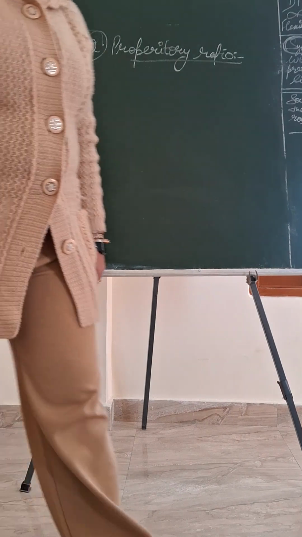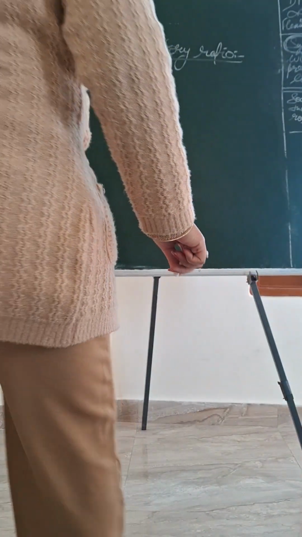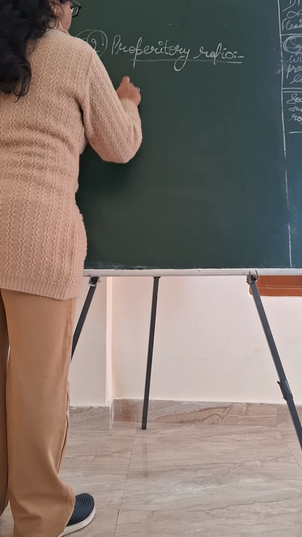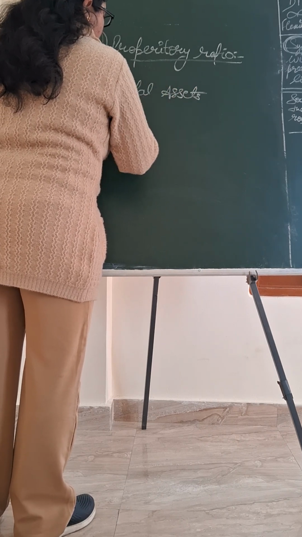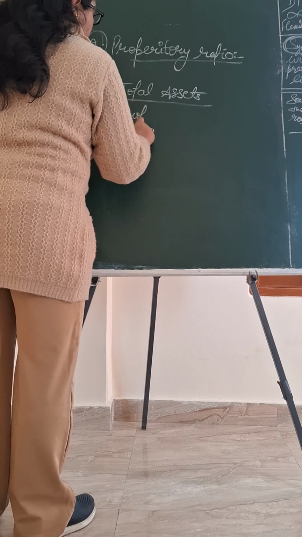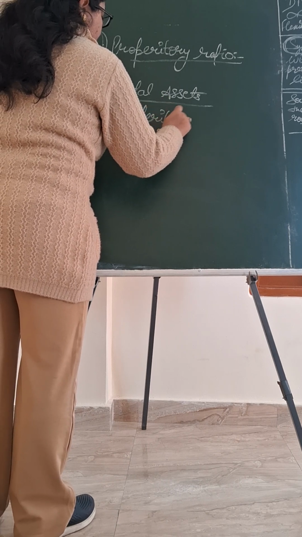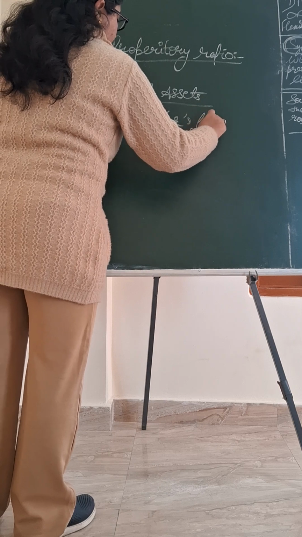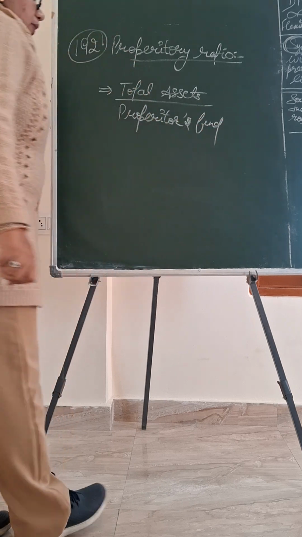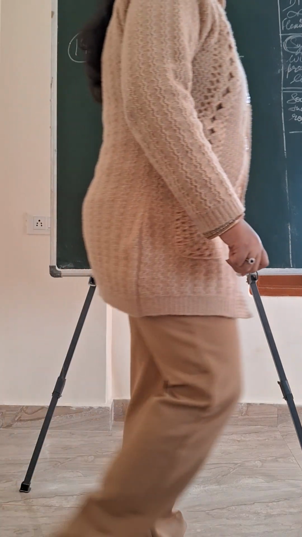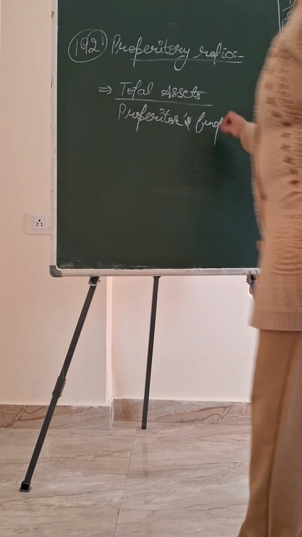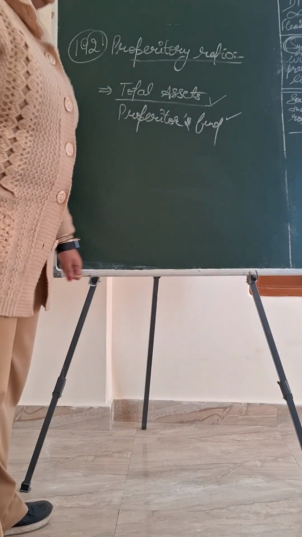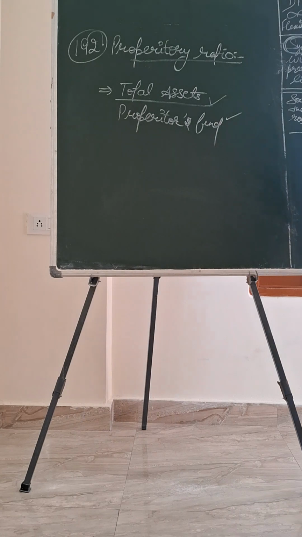This is very simple. In proprietary ratio, we will have total assets over proprietors fund, then we will have proprietary ratio. Here total assets will include the fixed assets as well as the other current assets. So all types of assets will be there and then it will be proprietors fund and then you will calculate the proprietary ratio.